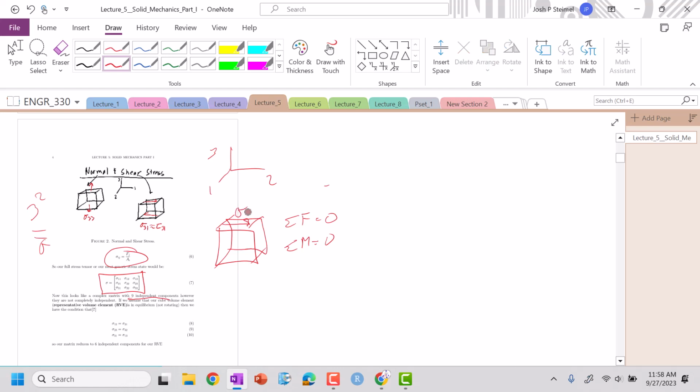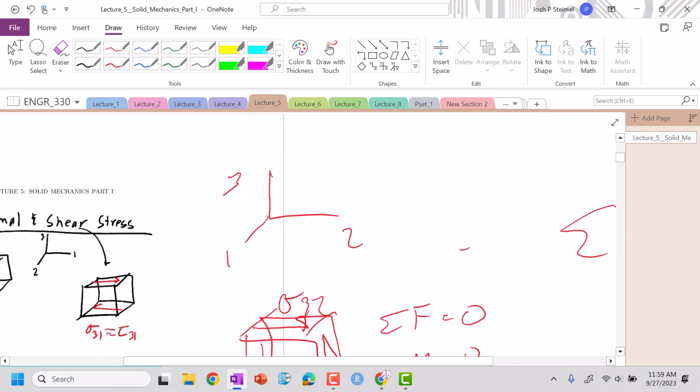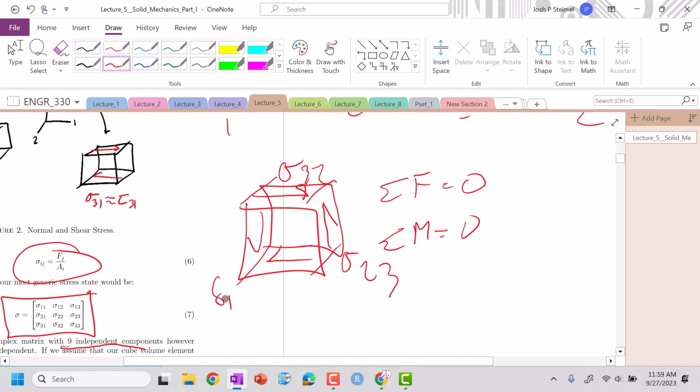So let's do sigma 3,2 positive here, and then sigma 2,3, which will be 2 in this direction, positive like this. So this is sigma 2,3. If I look at the sum of the forces in the 2 direction, which must be equal to 0, we'll call this little element's length delta 1, this length here delta 2, and this length here delta 3.